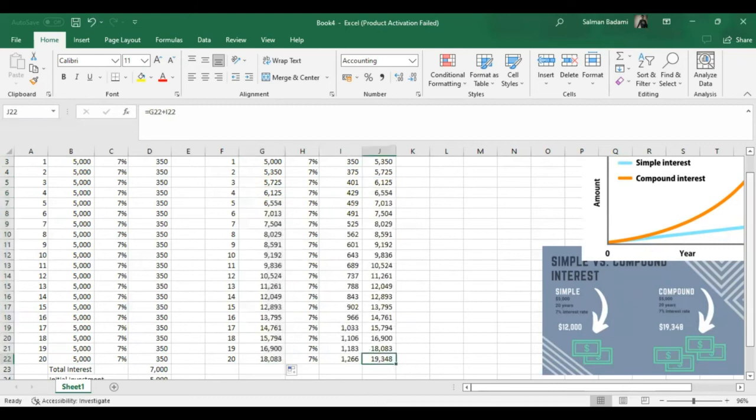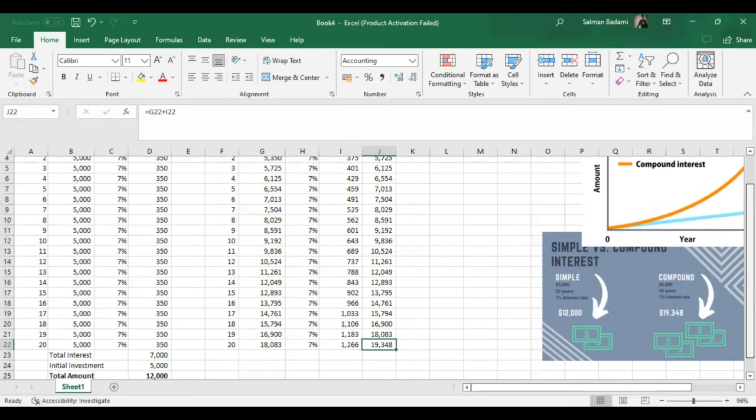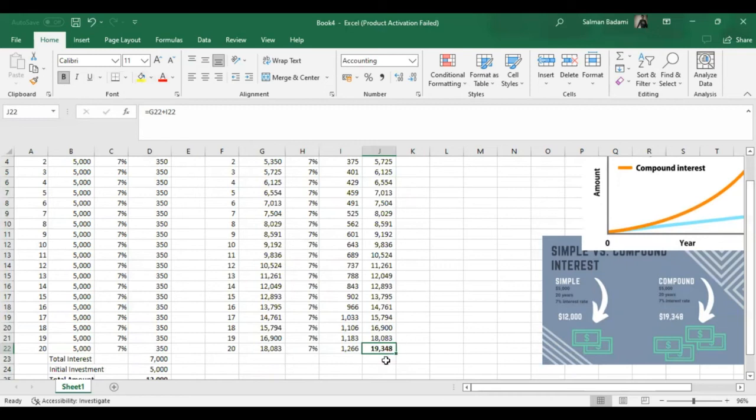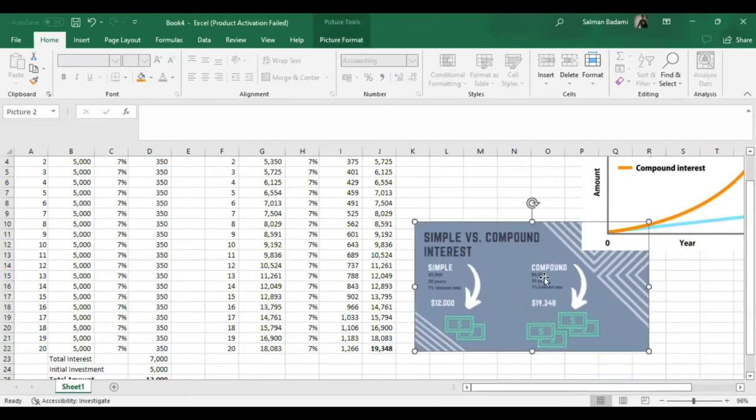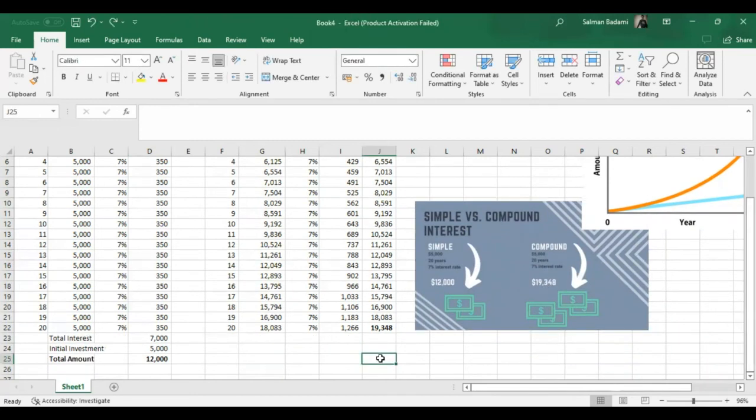At the end of the 20th year, we have a total balance of 19,348, which you can see over here as well in this example. With compound interest, we get a total amount at the end of year 20 of 19,348. So let's check the difference between the answer of compound interest and simple interest. 19,348 minus 12,000, which we got in simple interest. This is basically the additional interest amount which we are getting, the differential component, that is 7,348.